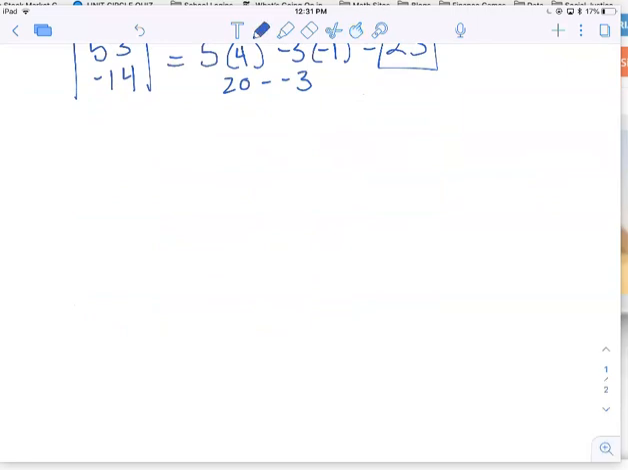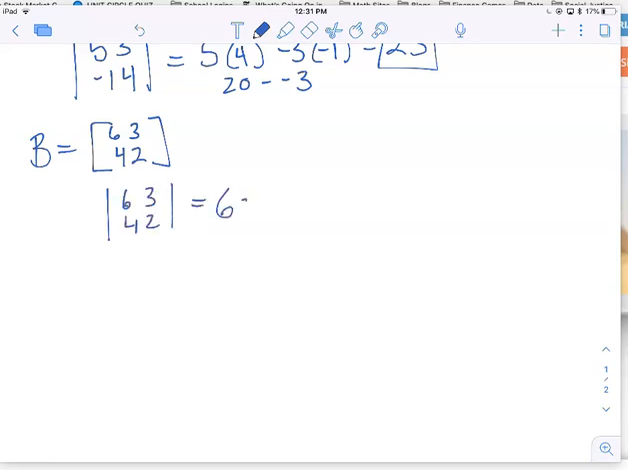So now let's say matrix B was 6, 3, 4, 2. So the determinant of 6, 3, 4, 2 would be 6 times 2 minus 3 times 4. So all you're doing is multiplying those diagonals and subtracting. So the determinant of this one is 0.